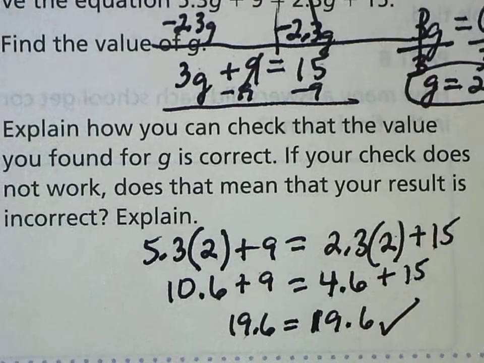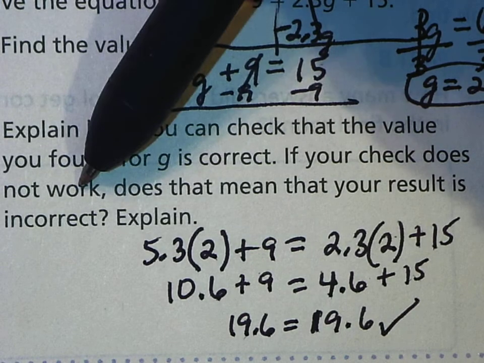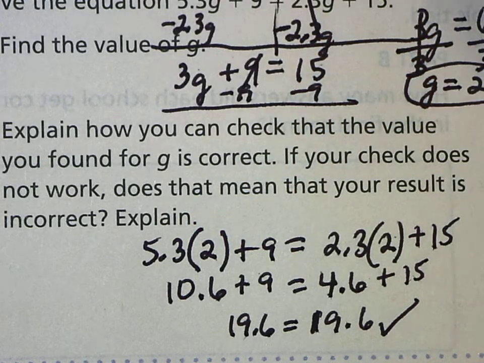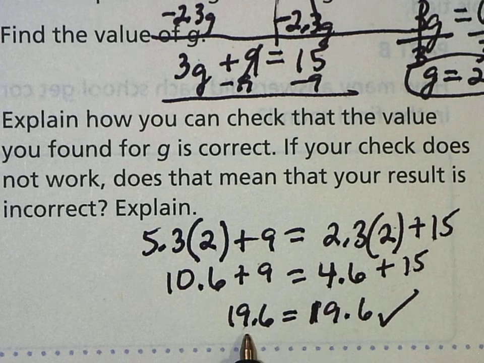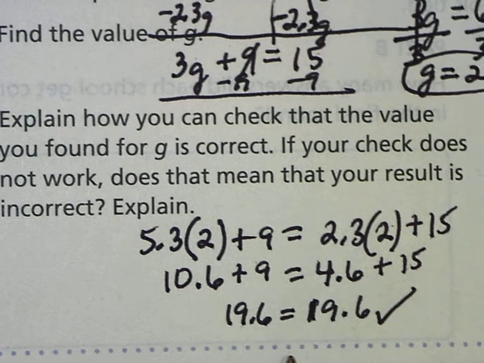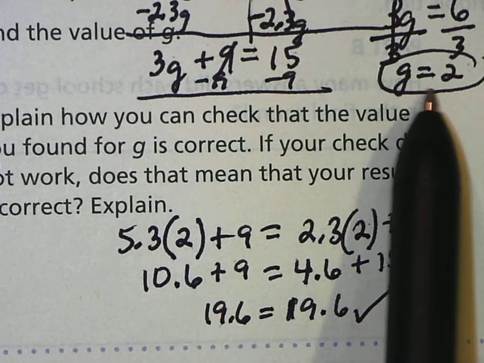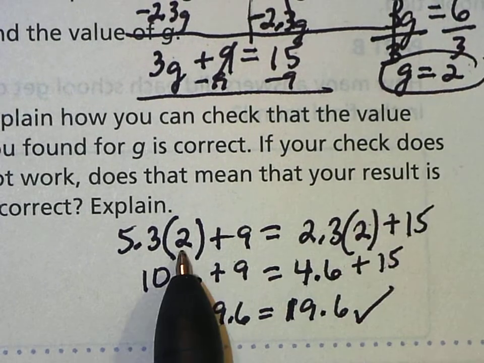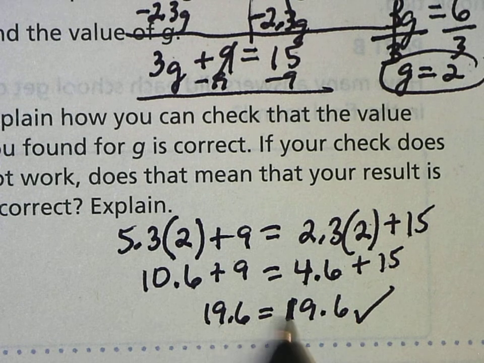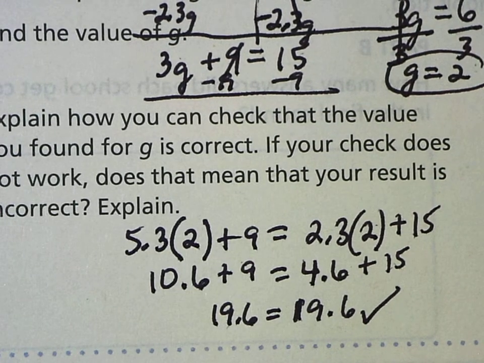Now, it says if your check does not work, does that mean that your result is incorrect? Well, if we had gotten to this point and we got two different things down here, that would mean that something isn't right. Either I got the wrong answer in the first place, or when I plugged it in, I accidentally solved it wrong. It just means something's wrong. You need to go back and check.